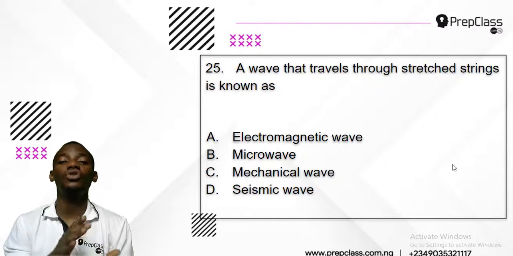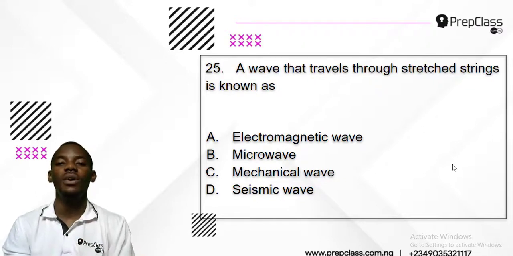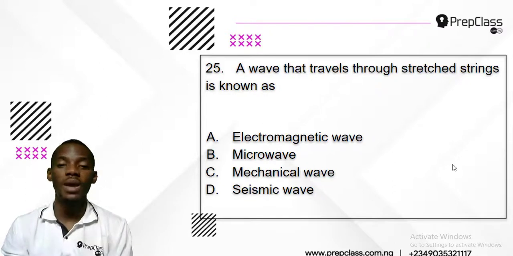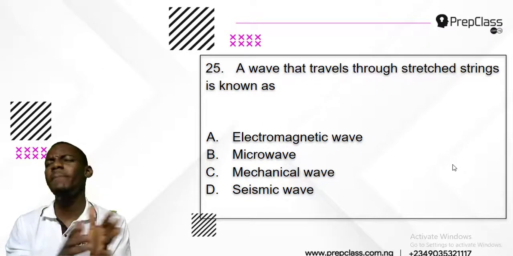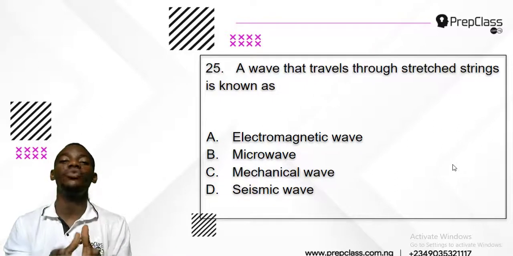Mechanical waves travel through a medium. They are waves that travel through a medium, like sound waves, like water waves. They are both mechanical. That means they travel through a material medium, and in this case, it is the spring, and that is the answer.